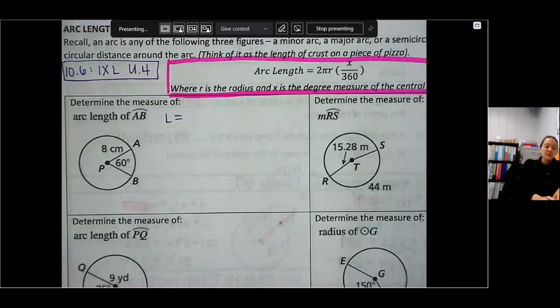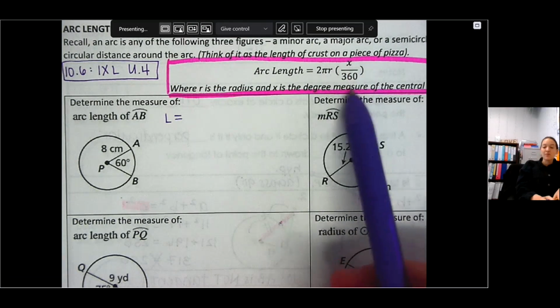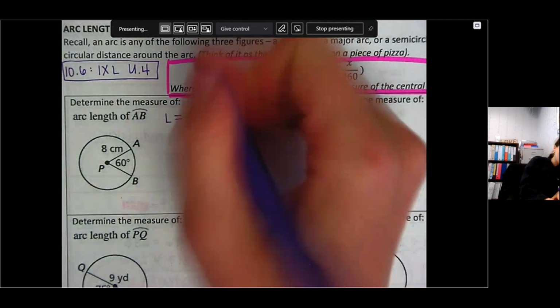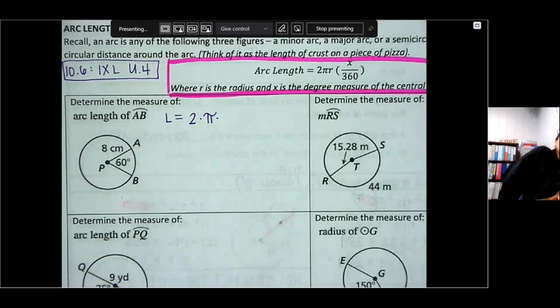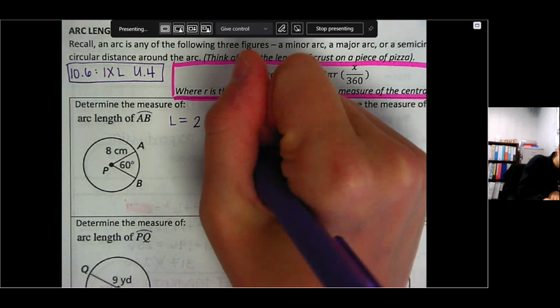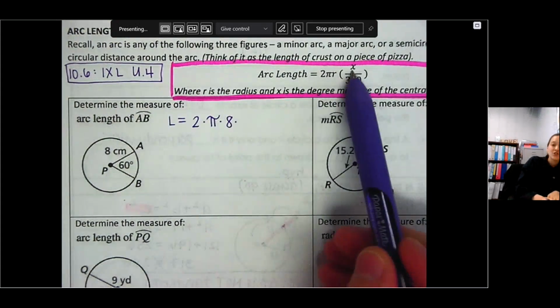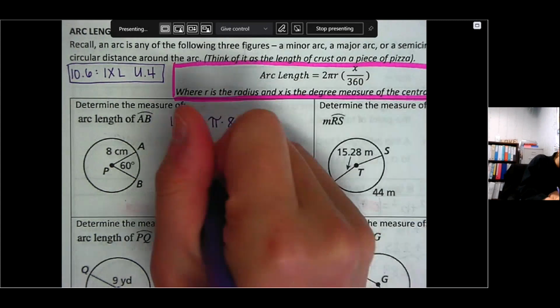When I go to write it, I like to put everything on the top of the equation and then just put the 360 at the bottom. So I'll go like this: 2 times pi times my radius. What's your radius in this problem? 8, times x, which is your degree measure. What's your degree? 60 degrees, all over 360 degrees.